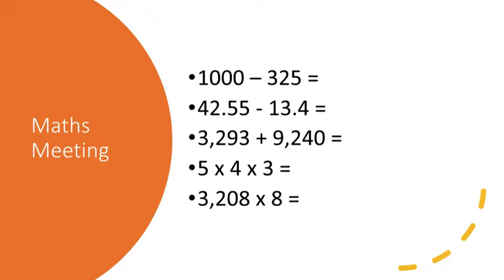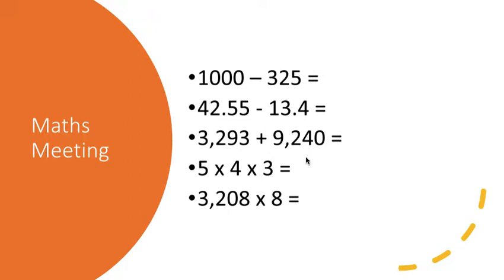1000 take away 325. You can count on for this or you could use column subtraction. The second question is a column subtraction with decimal points. Line up the decimal points carefully and be mindful that there are two decimal numbers in this number but only one decimal point in this number. Be really careful with that.